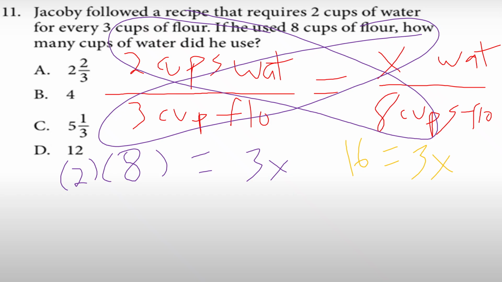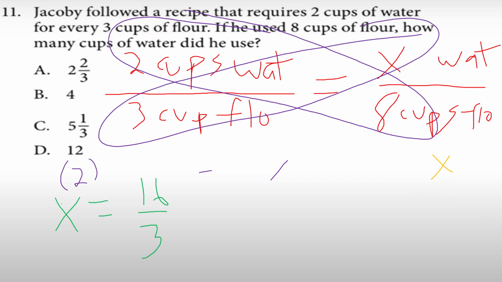And then we just need to get x on the side by itself. And to do that, we have to divide both sides by 3. That 3 on that side cancels out. So that leaves us with x is equal to 16 over 3. So we see that answer is not there, but it is actually there. We just need to change this improper fraction into a mixed fraction. So let's go ahead and do that.